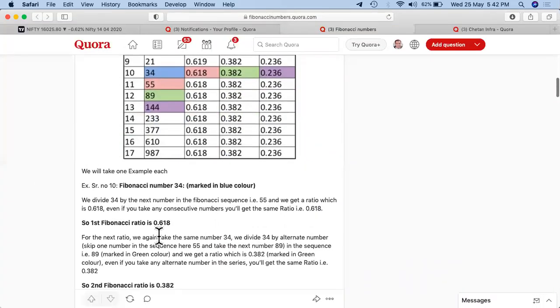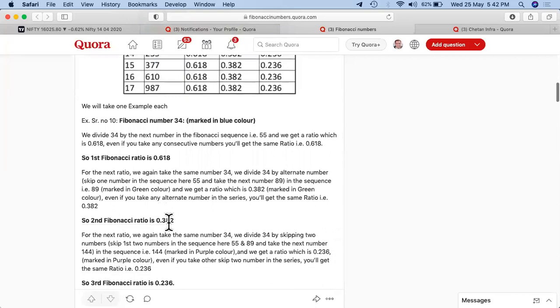So we got the first ratio 0.618. We got the second ratio, which is 0.382, right? Let's go and find out what is the third ratio. For the next ratio, we again take the same number, that is 34. We divide 34 by skipping two numbers, right?